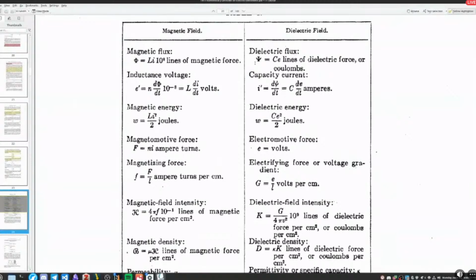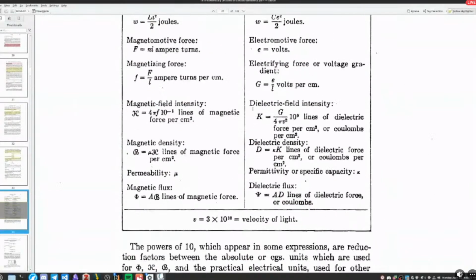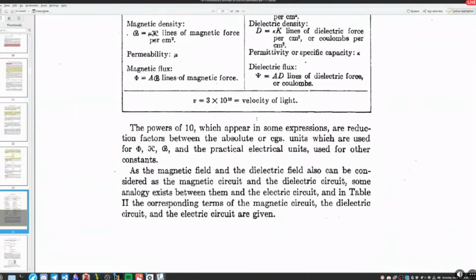You want me to read the table or go straight to the paragraph? It's up to you, dog. You can get straight to the paragraph.